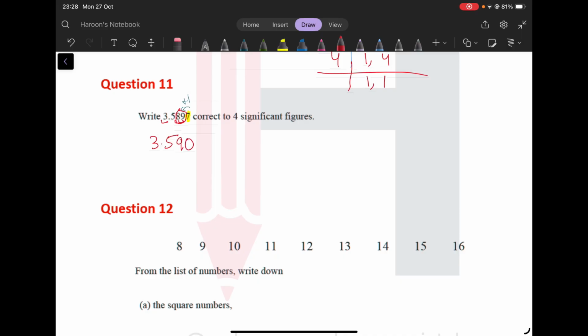If you don't write the 0, because sometimes the students just write 3.59, that is 3 significant figures. You need to write correct to 4 significant figures. The 0 at the end is significant after the decimal. So this is 4 significant figures.